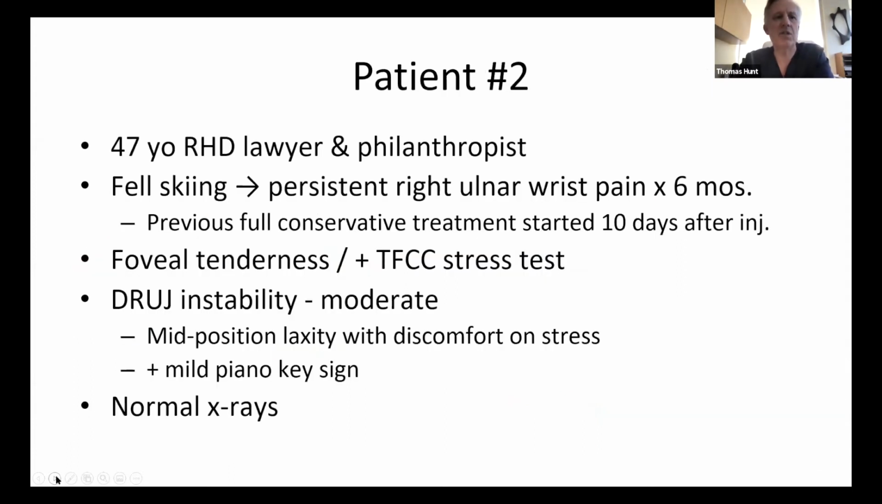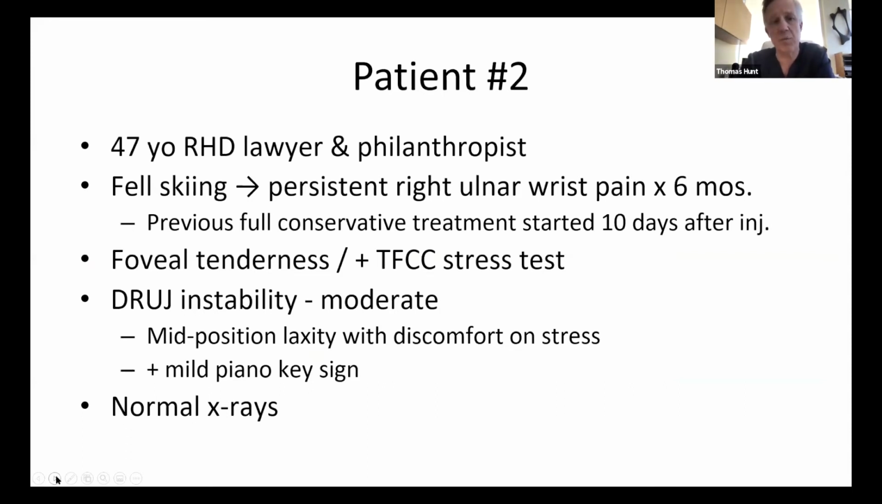Patient 2, this is a 47-year-old lawyer, philanthropist, who was skiing. I think probably close to Dr. Osterman somewhere, I imagine. He fell skiing. He sustained right ulnar-sided wrist pain. And when I finally ended up treating him, it was about 6 months after the injury. I had seen him initially just 10 days after the injury and started conservative management. Eventually figured out he was going to need surgery, but he delayed treatment for several months.